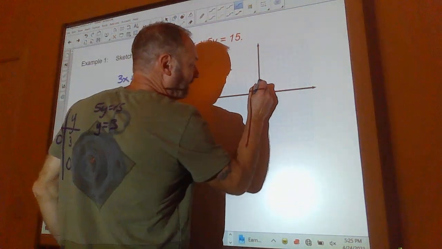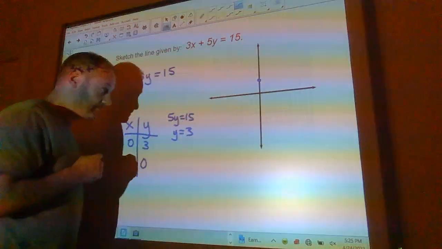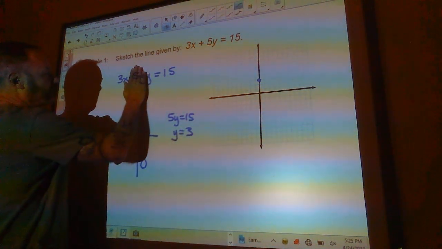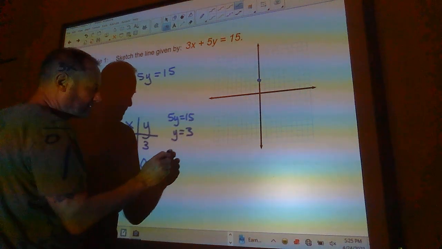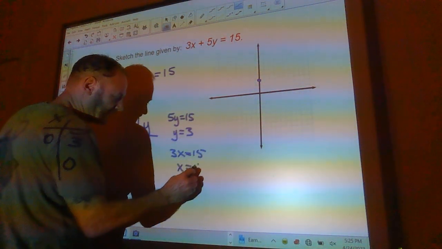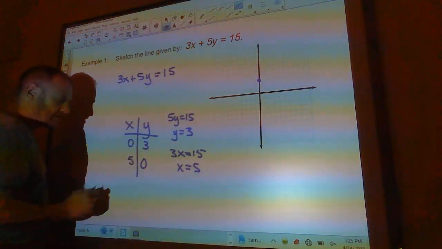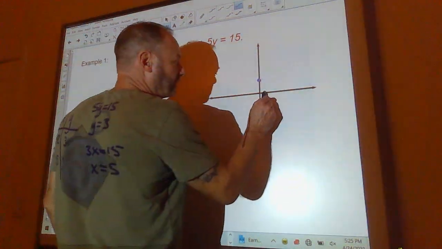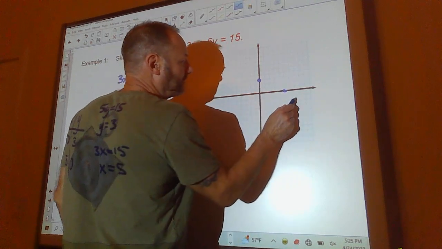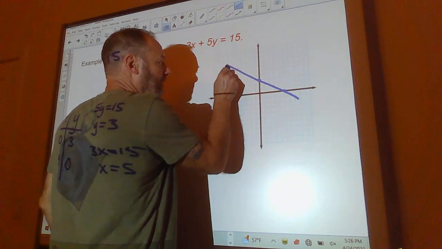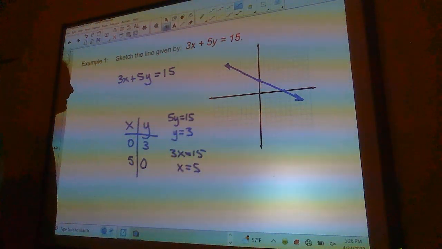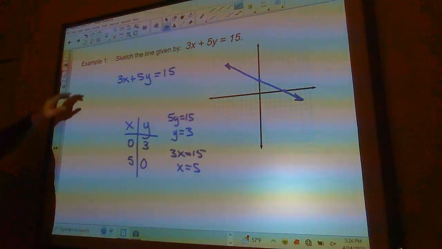I'm going to go ahead and graph that right there. Now I'm going to plug 0 in for y. 5 times 0 is 0, so I get 3x equals 15. I divide by 3, and I get x is 5. So that goes here. The x-intercept is (5, 0): 1, 2, 3, 4, 5. It's right there. Now all I've got to do is draw a line that goes between those 2 points, and I'm done. Very quick, very easy. Good way to graph a line.